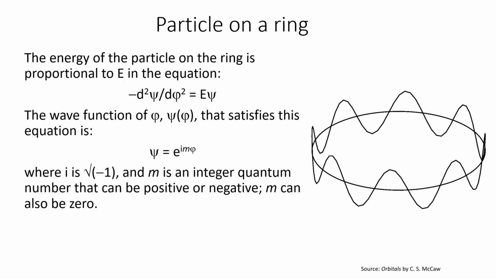m we're going to define as our quantum number, which shows you how wavy the wave function is. And it's going to be an integer quantum number, just like all the other quantum numbers we've seen. And as it happens, it can be positive or negative.